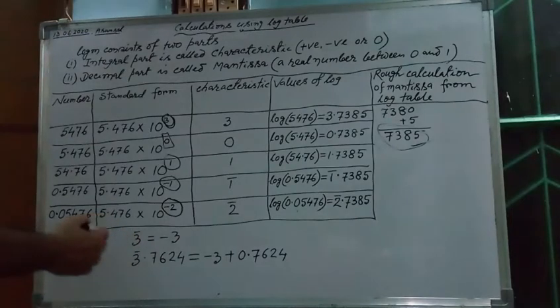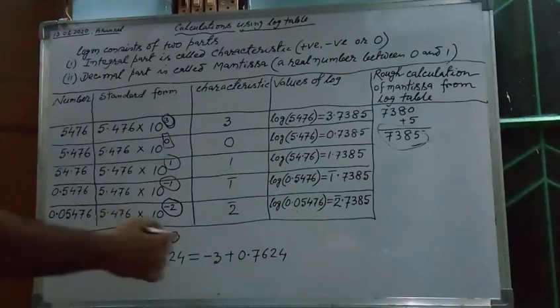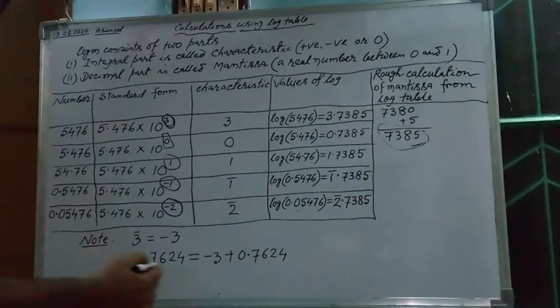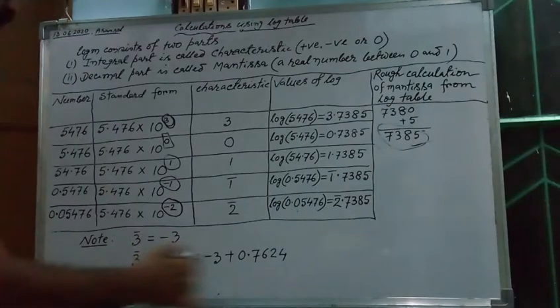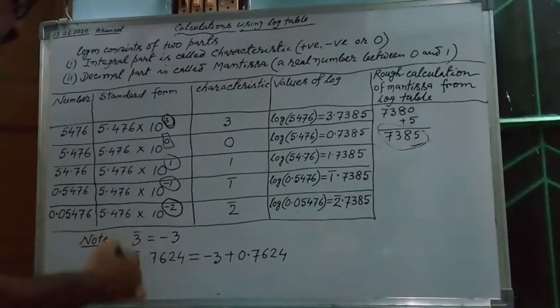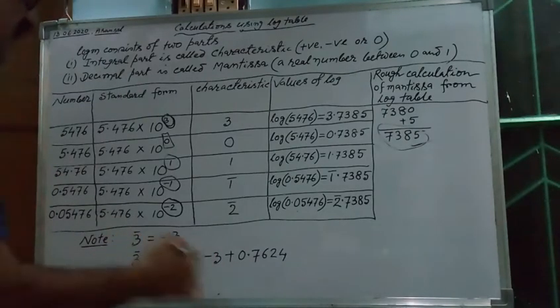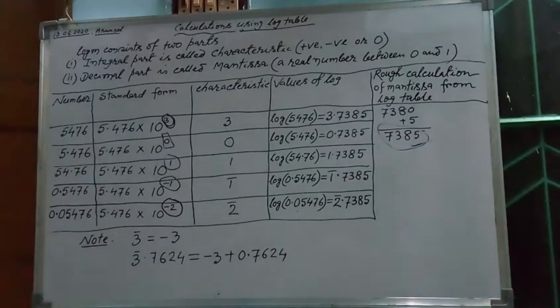We have to keep in our mind that 3 bar means minus 3. Then what is the value of 3 bar 0.7624? This is equal to minus 3 in this part, and this part is plus 0.7624. It never means minus 3 minus 0.7624. The bar part is minus 3 and this part is plus 0.7624. Now we will go to anti-logarithm.